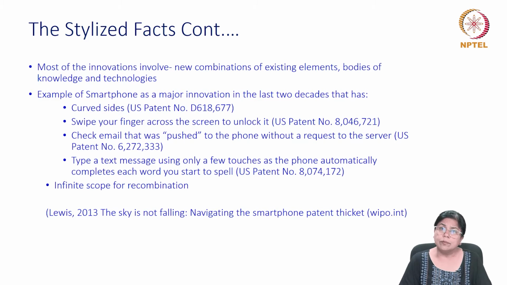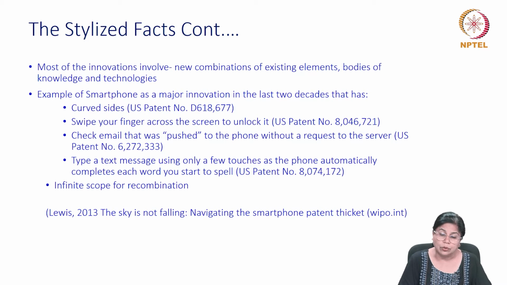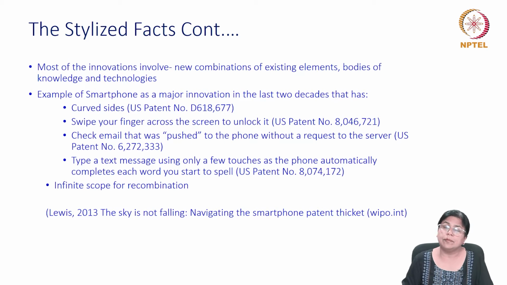In fact, this combinatory aspect of innovation, whereby we are talking about the combination of existing knowledge, bringing together bodies of knowledge and technologies, lends it an infinite scope for recombination. This infinite scope for recombination essentially points out that there might be no end to the innovative activities of human beings as long as we are able to put them in a new format, which is of some kind of application or industrial use. This smartphone example has been taken from Lewis, who wrote 'The Sky Is Not Falling: Navigating the Smartphone Patent Thicket'.